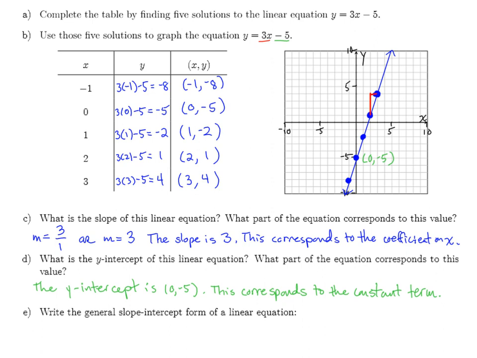The general slope-intercept form of a linear equation we write as y equals mx plus b, where m is the slope and the point 0, b is the y-intercept.